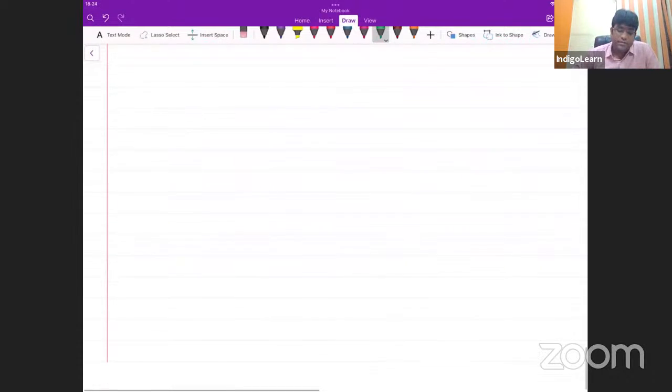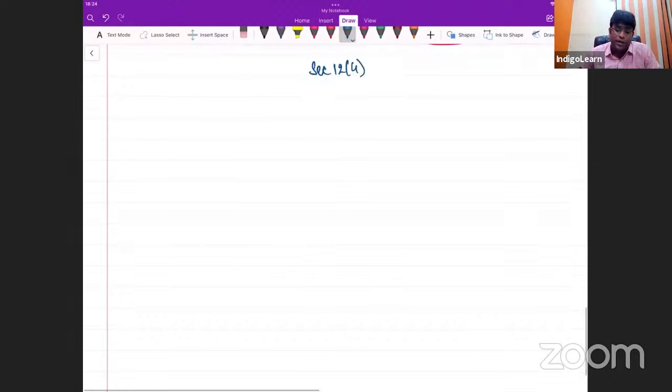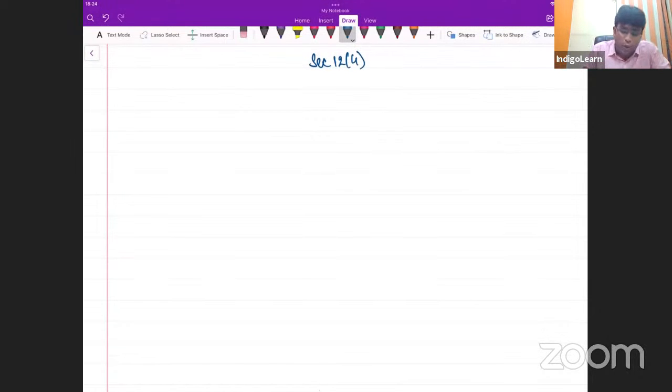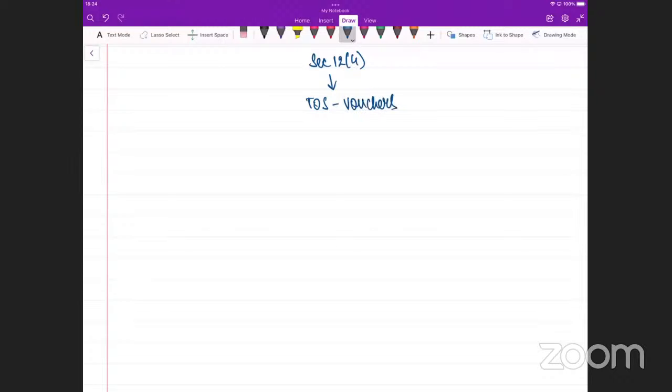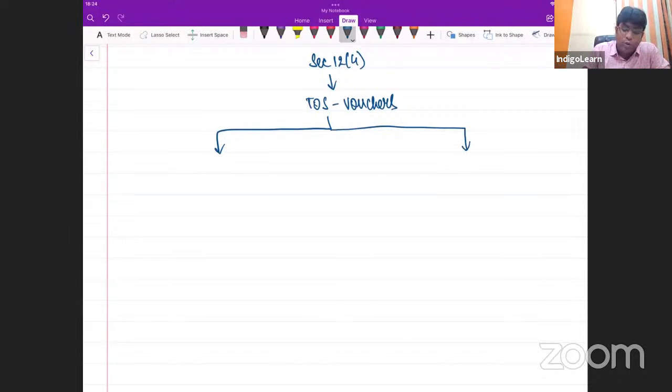Next. Let's proceed. Let me talk about section 12.4. Which section, guys? 12.4. Section 12.4 talks about time of supply in case of vouchers. Friends, you would have heard this word called vouchers. A voucher is nothing but something like coupons, tokens, Amazon voucher, gift voucher, Flipkart voucher, Lifestyle voucher. So many vouchers you will get. Coupons, like time of supply in case of vouchers. They gave a simple concept where they divide it into 2 situations.